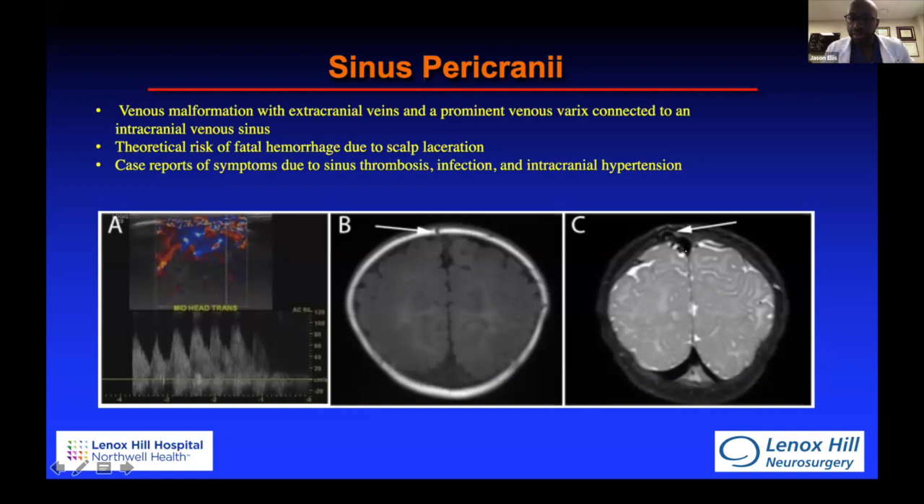In this child, it was diagnosed by the mother noticing pulsing of the scalp. Often these are not treated, they're just observed. But in this case, there was thought to be a high risk of bleeding because the vein was relatively superficial. And so the child actually underwent surgery to disconnect the superficial scalp vein from its connection to the sinus.